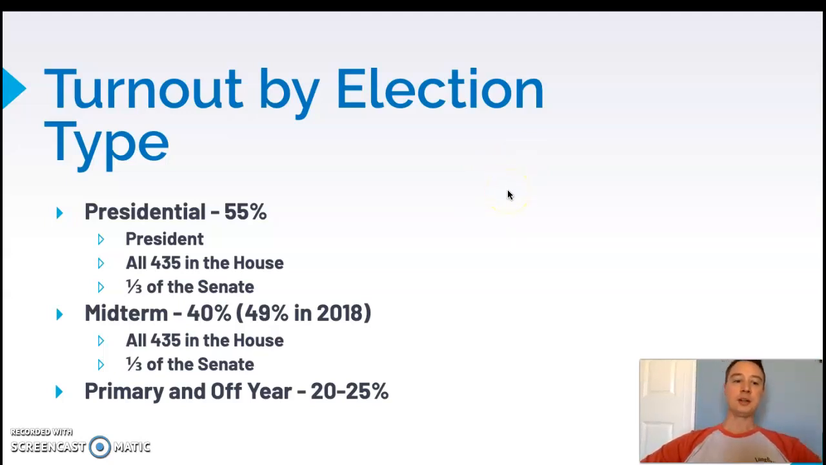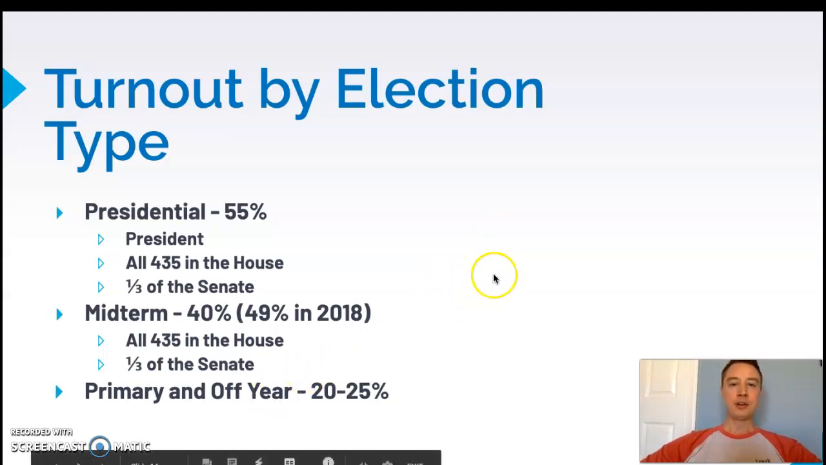In a midterm election, you're looking at about 35 to 40%. It was a huge turnout in 2018, but that is not the norm. The norm is 35 to 40. And it's interesting because there's everything that would be up for election that there would be in a presidential election, just minus the president, and yet we see drastic drops in turnout.